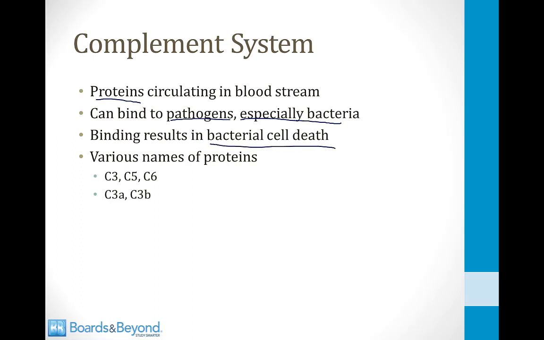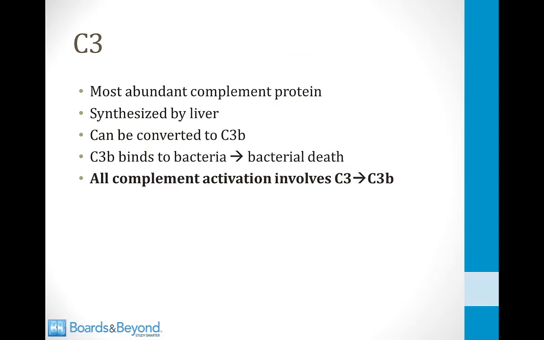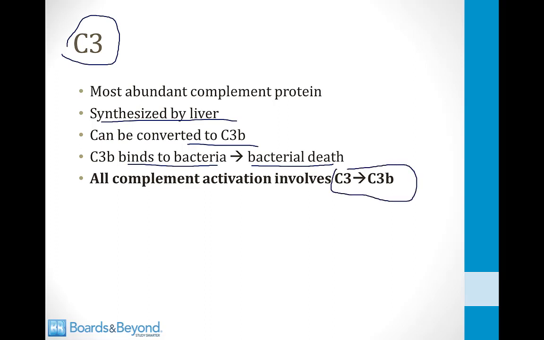And they go by various names like C3, C5, and C6. Sometimes they also have a letter, like C3a and C3b. Of all the different complement proteins, the most abundant is C3. It's synthesized by the liver, and it can be converted to C3b. And when stable C3b binds to bacteria, this leads to bacterial cell death. And all the different pathways of activation of the complement system involve the conversion of C3 to C3b.